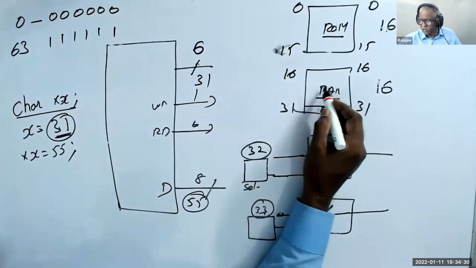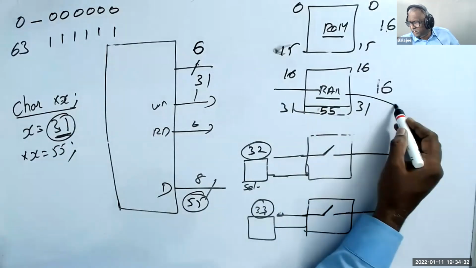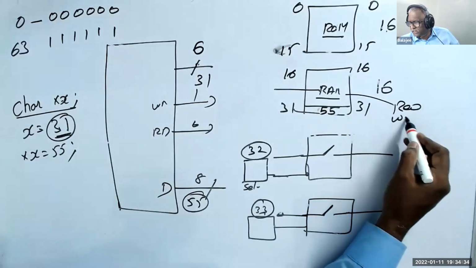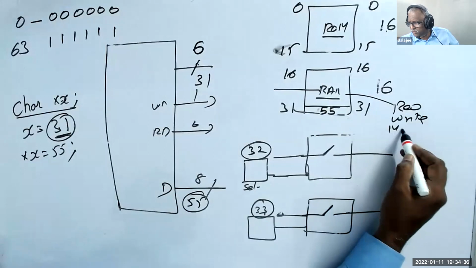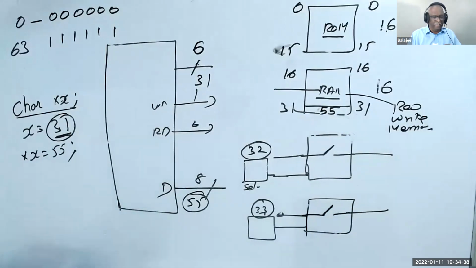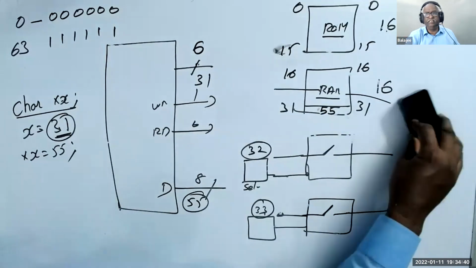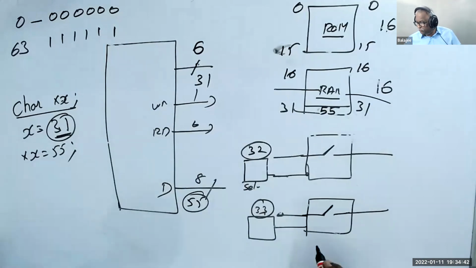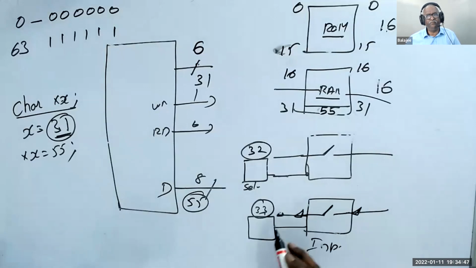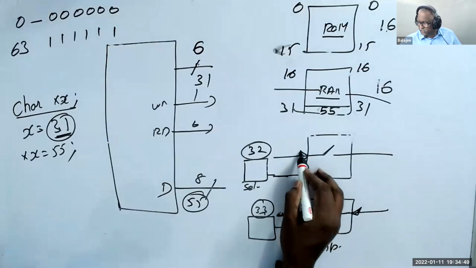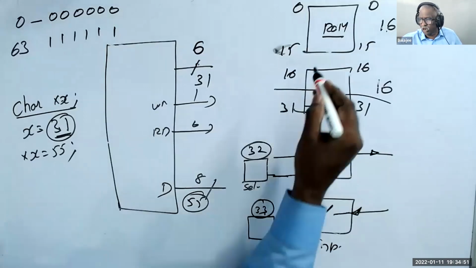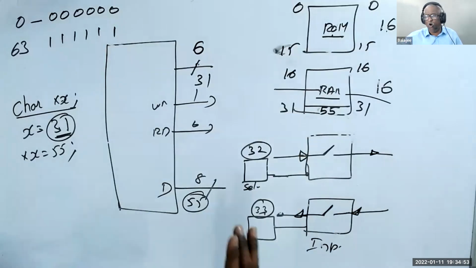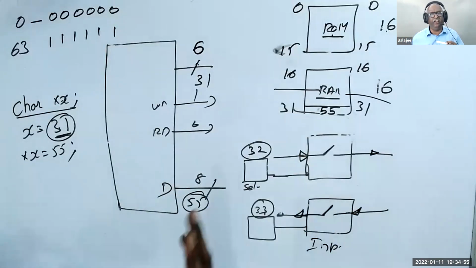RAM means read, write, memory. That means there's no output. Please see the difference here. This is called input, which comes from outside to inside. This is called output, which goes out. These are called memories. Memories don't have any input or output. You can write and read. You can store something, you can read something. That's the only thing.